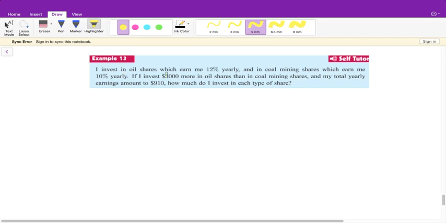I invest in oil shares, which earn me 12% yearly. So what that means is if I invest $100 and it earns me 12%, to figure out how much I made, I just multiply it by 0.12, which is the decimal value of 12%. And that means that will make me $12 for the year. So whenever we're trying to figure out how much money we're making, we just simply multiply the value that we're investing by our rate of return, or how much it earns us. All right, so it's important for you to know that before we get into this.